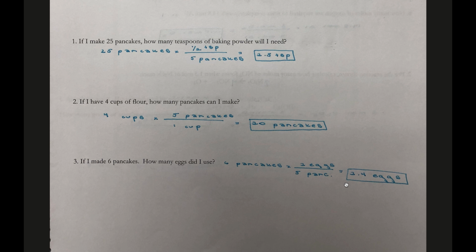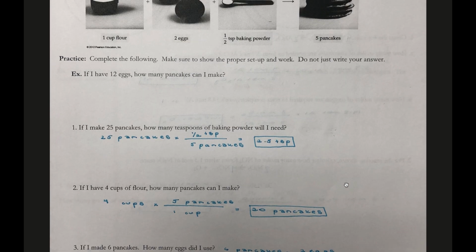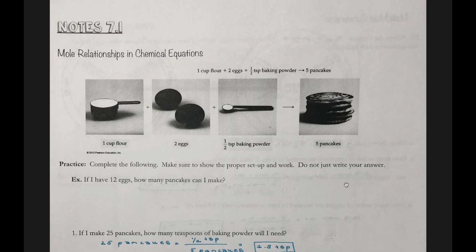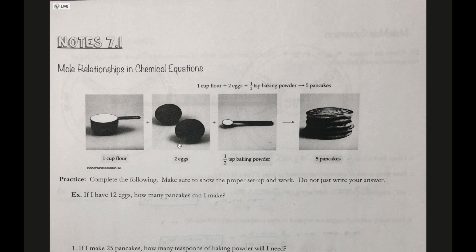The purpose of this is for you guys to understand between, for example, flour to eggs, or eggs to baking powder, or baking powder to pancakes. Being able to say, okay, if I have a certain amount of one of these, how many pancakes can I make? Or if I want to make this many pancakes, what amount of baking powder, eggs, or flour do I need? All right, so let's actually look at this from a chemistry point of view.